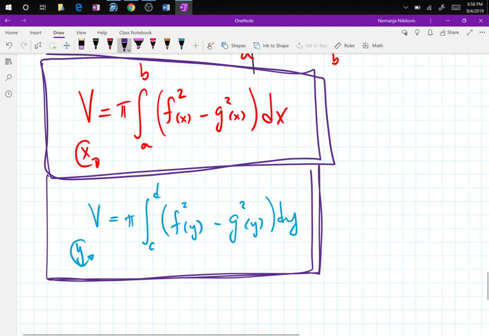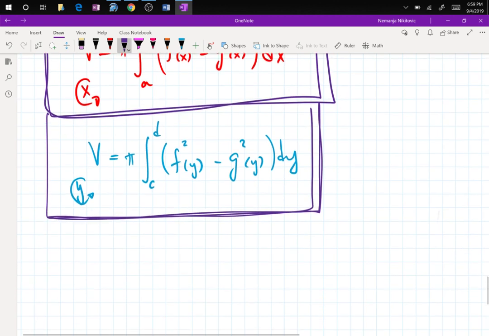And now you go and you figure things out the same way you did in the last lecture, where you had the top minus bottom, or right minus left. Or if you remember, we said all of these formulas are the same formula: far away minus close by, because one function will be further away from the axis of rotation and the other will be closer to the axis of rotation. So further away minus close by. Don't forget to square them though, because they have to be squared individually.